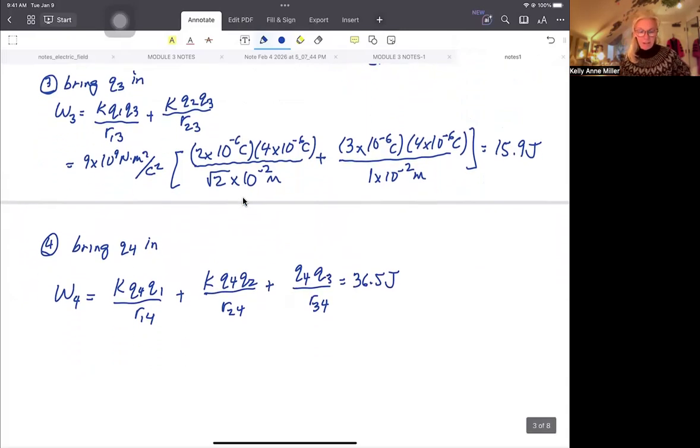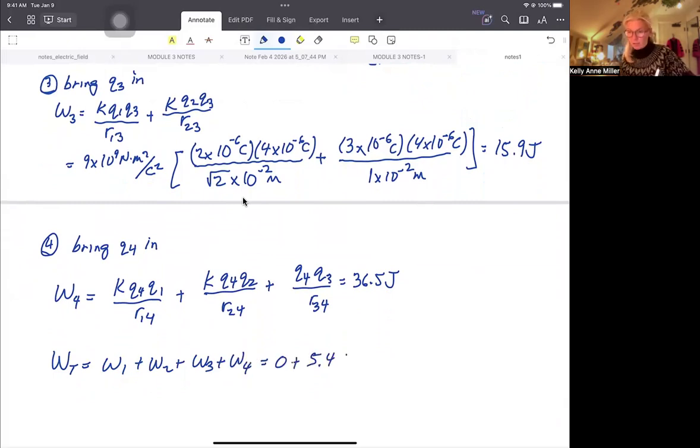And then the final step is just to add up all the work, so work 1 plus work 2 plus work 3 plus work 4. And that's it, right? You just add those together. And 36.5 and you get 57.8 joules.